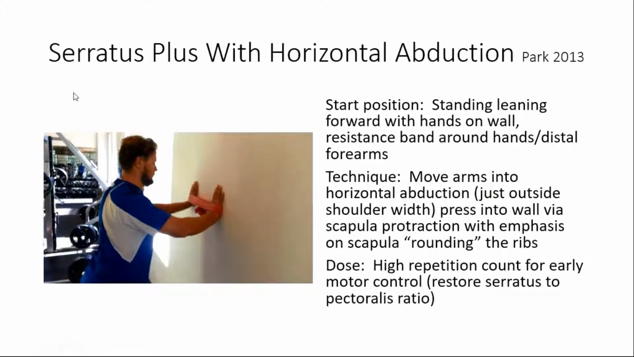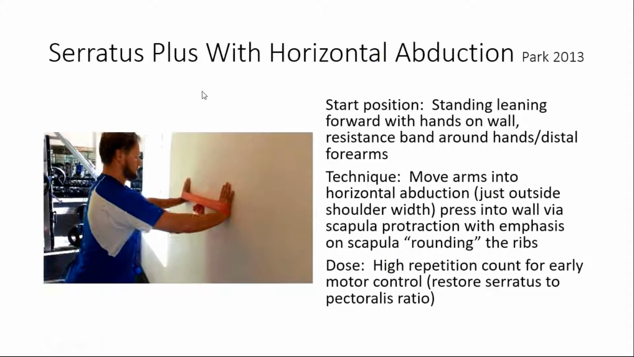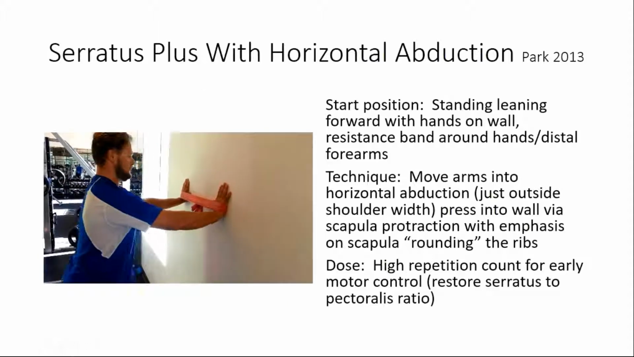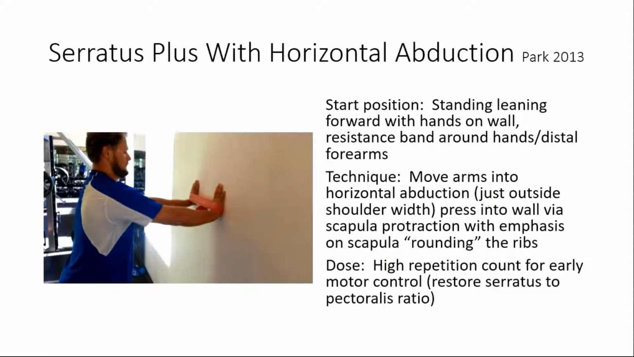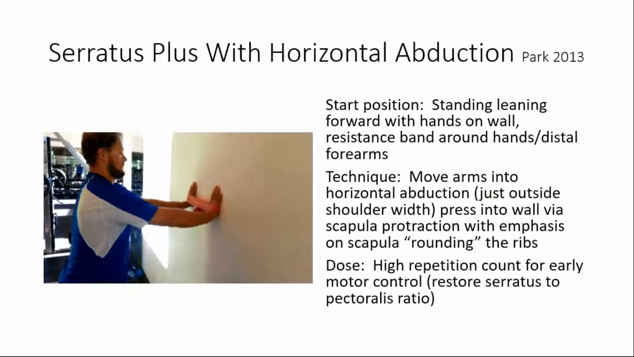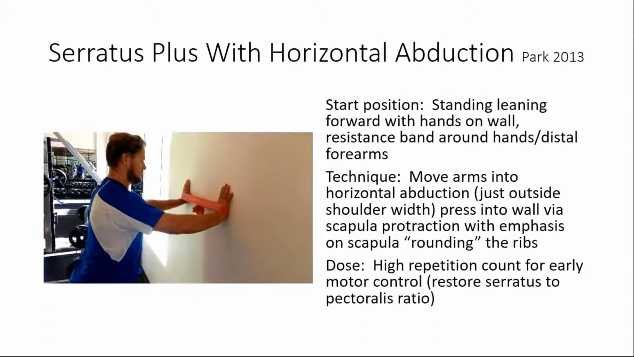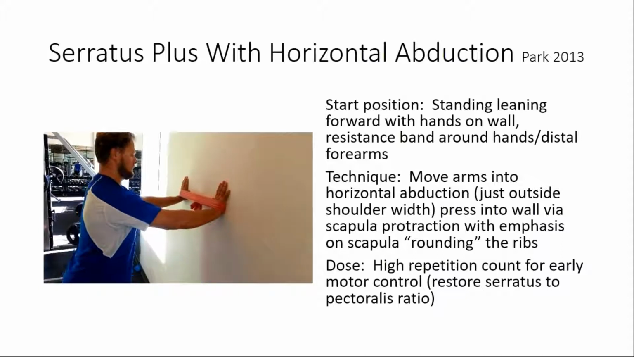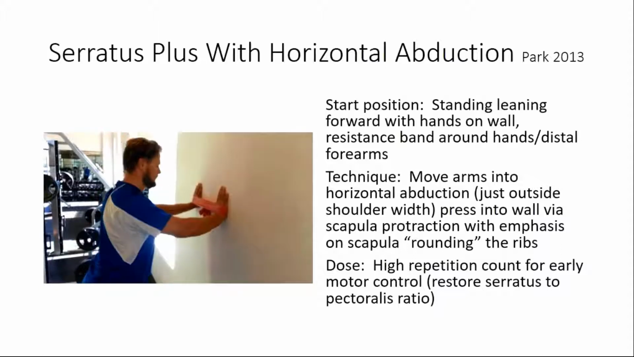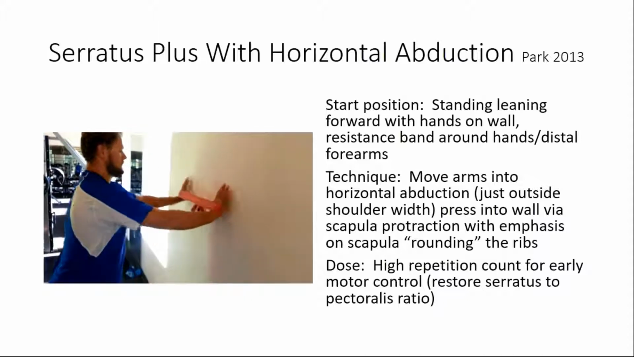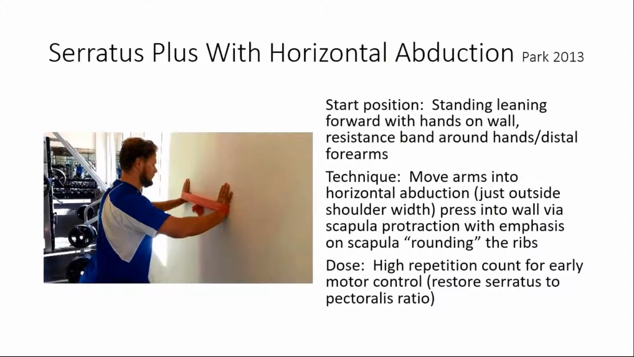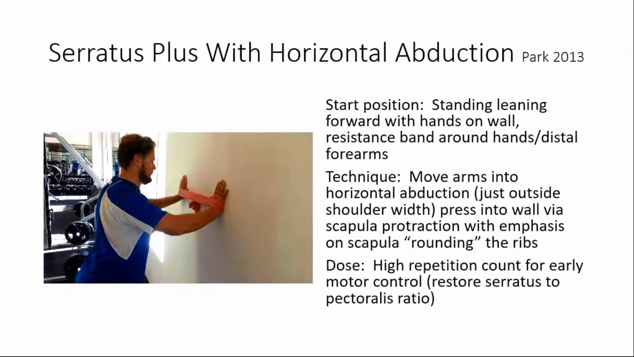So one of the challenges with this type of work is you're going to get a lot of potentially pec minor work, pec major work. And so if you have a deficit of the serratus and of the cuff, you'll sometimes see these patients will overcompensate, or they'll just be very pec dominant. If you prereq it with horizontal abduction resistance, it shuts the pecs off. That's what that Park study looked at.